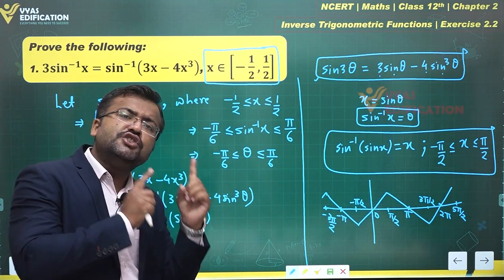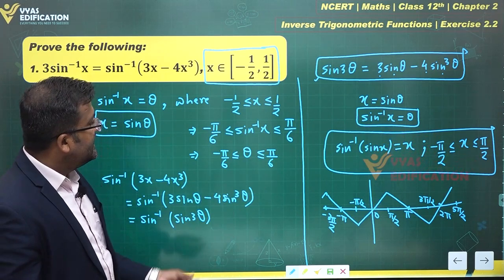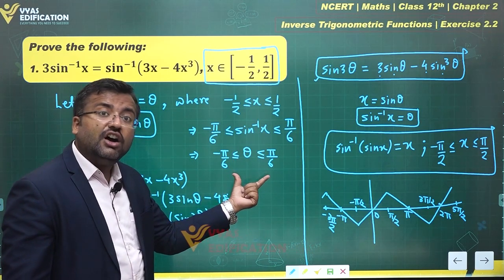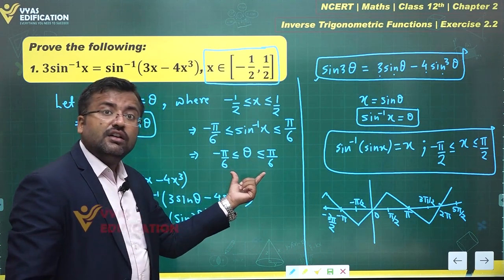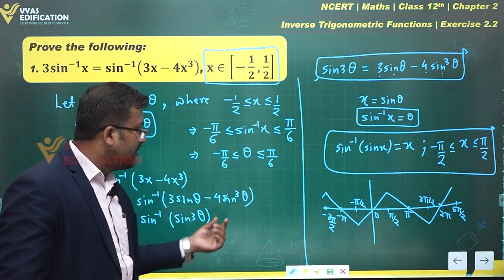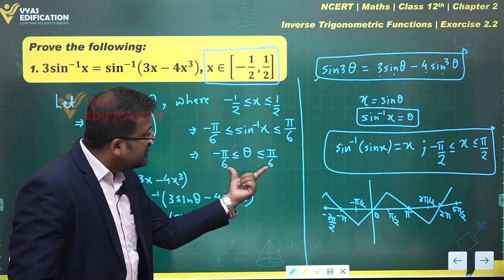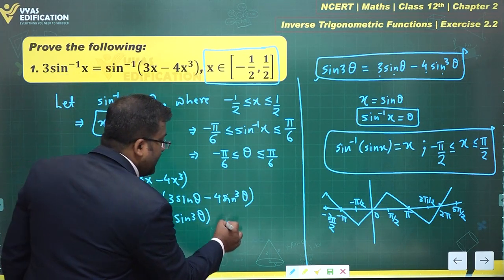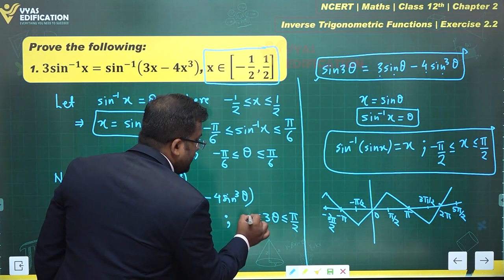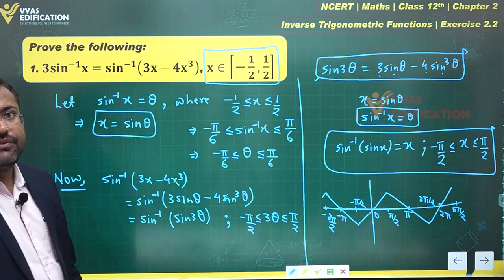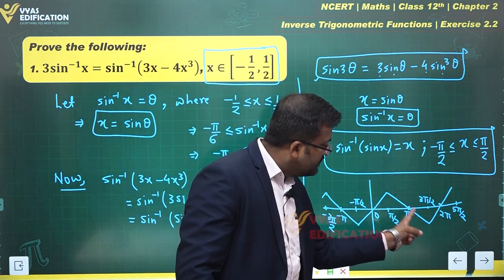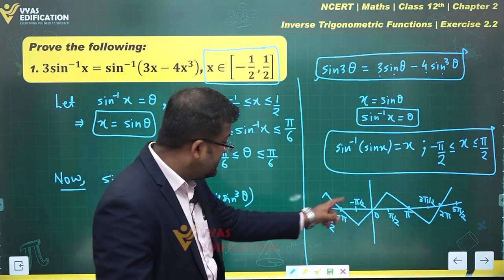And how have they ensured that you only focus on that definition? By giving you the values of x. From x, we got the values of theta. I have expressed the use of this calculation over here. Since theta belongs to minus pi by 6 to pi by 6, we can observe that 3 theta is between minus pi by 2 to pi by 2. Had 3 theta lied in another interval, let us say pi by 2 to 3 pi by 2, we would have used this definition. What is this definition over here?